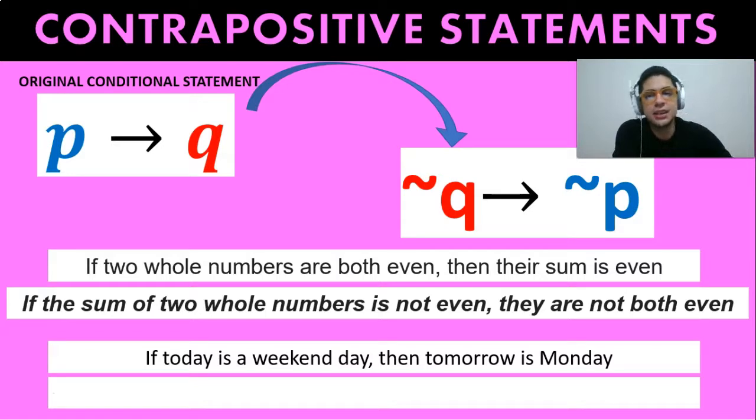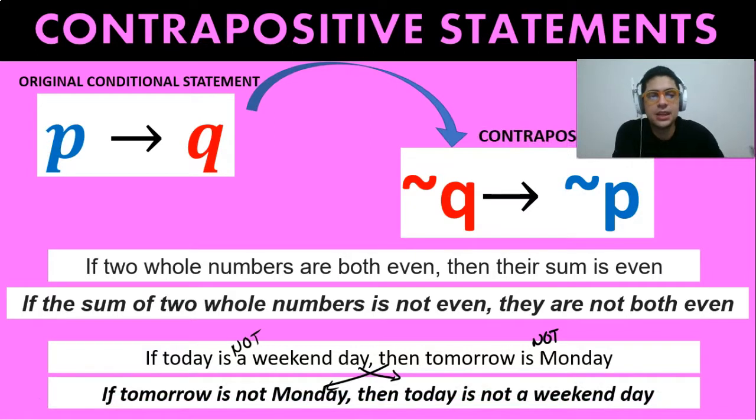And now let's take a look at the next one. If today is a weekend day, then tomorrow is Monday, right? So if today is not a weekend day, then tomorrow is not Monday. But now we're going to switch it because it's not the inverse, but it's the contrapositive. So if tomorrow is not Monday, then today is not a weekend day, right? And this is how we find the contrapositives.